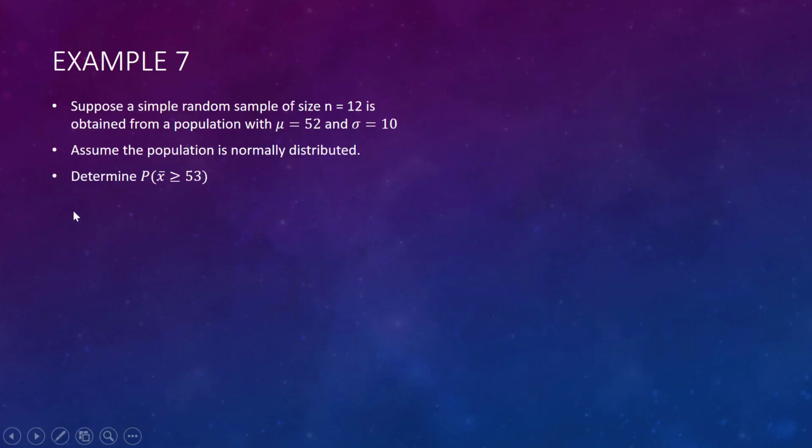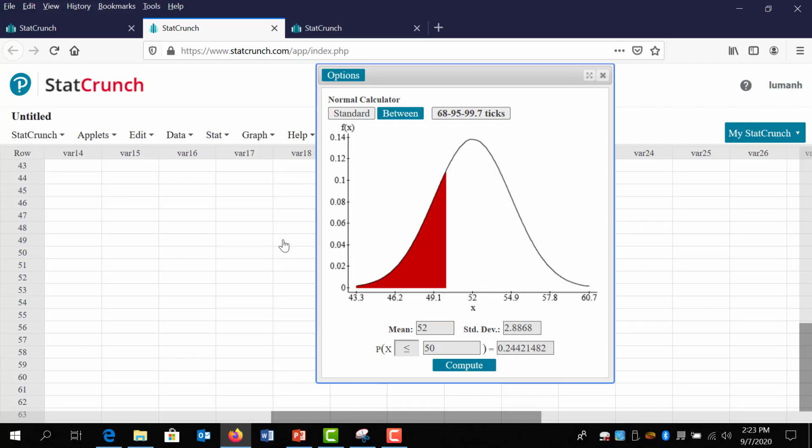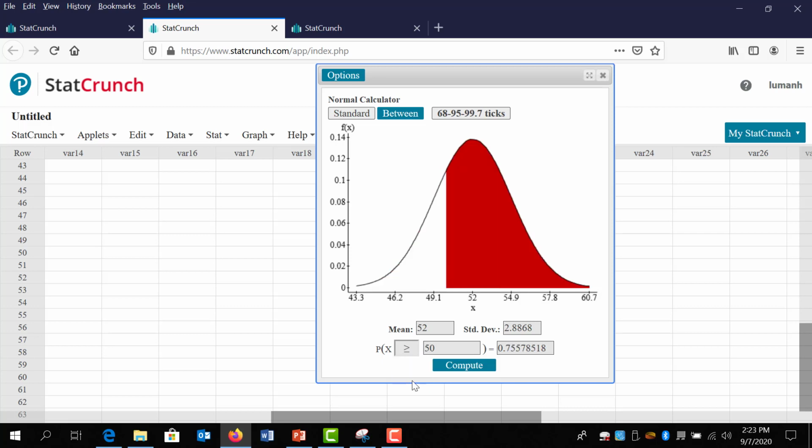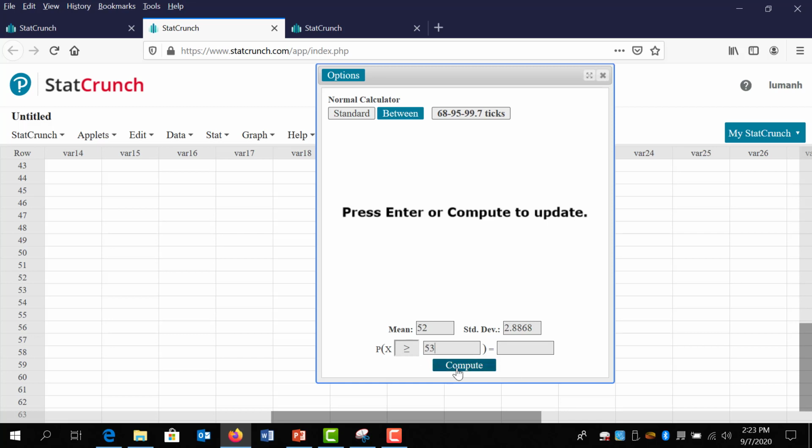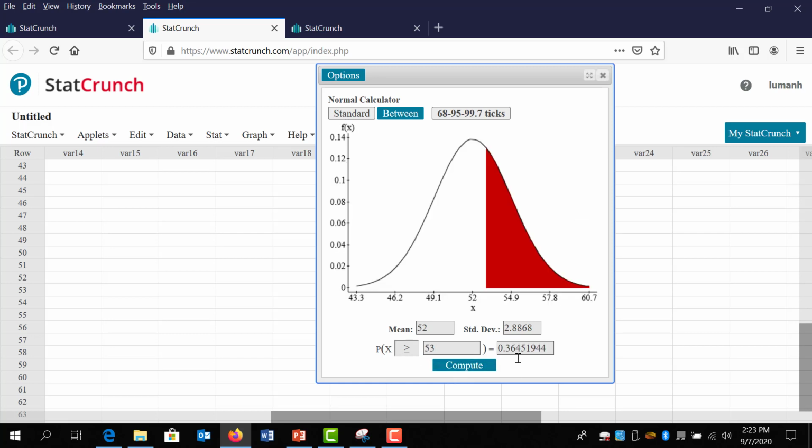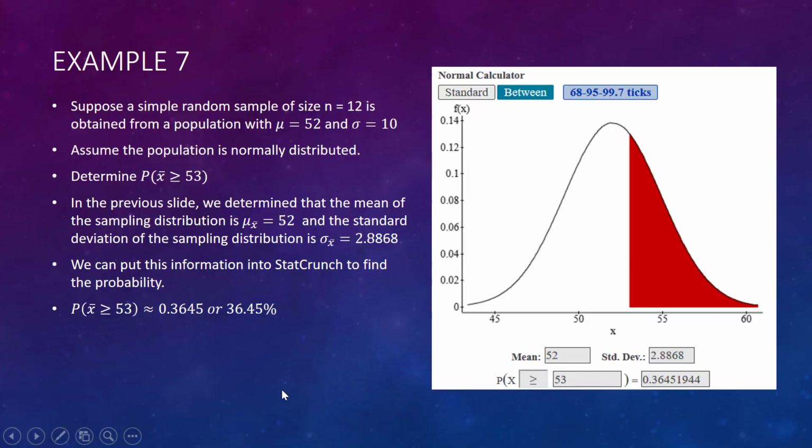So now we're going to find the probability that our sample mean is greater than or equal to 53. So coming back to StatCrunch, the two things we need to change are the inequality sign. So now we have greater than or equal to, and I need to change this value to 53. And then I hit compute, and that gives me the probability. So as you can see, here's my graph. And so the probability of a sample mean greater than or equal to 53 is about 36.45%.